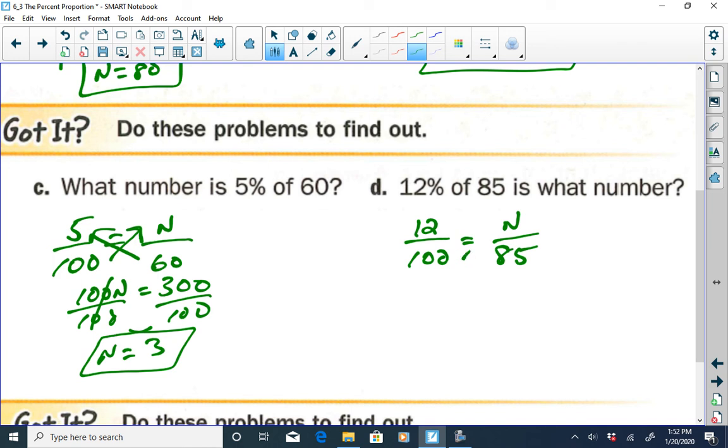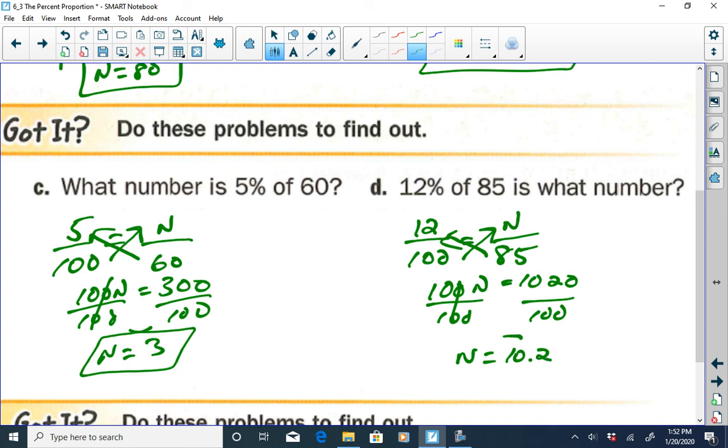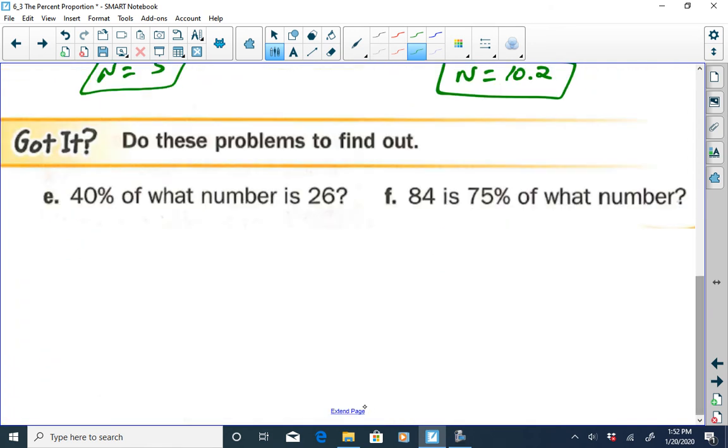I use my cross products property. So I multiply 100 times n is 100n. And then we have to multiply the 12 times the 85. That's going to give me 1020. We divide both sides of that equation by 100, they cancel, n is going to be equal to 10.2. Alright, so we're saying 12 out of 100 is the same as 10.2 out of 85. Okay, let's try a couple more.